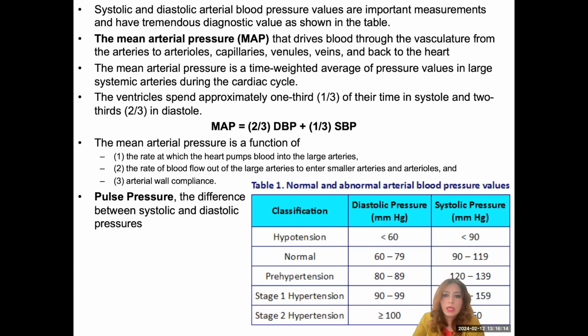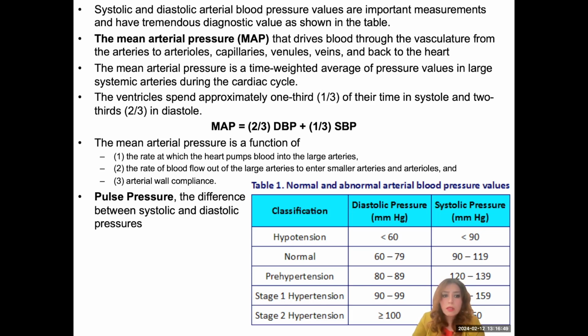So we will take the diastolic blood pressure value and multiply it by 2/3. Also, we will take 1/3 of the systolic blood pressure value, and by using this equation, this will give you the mean arterial pressure.